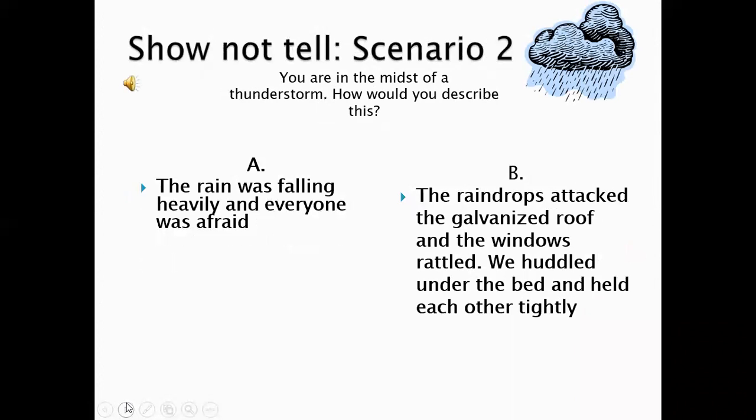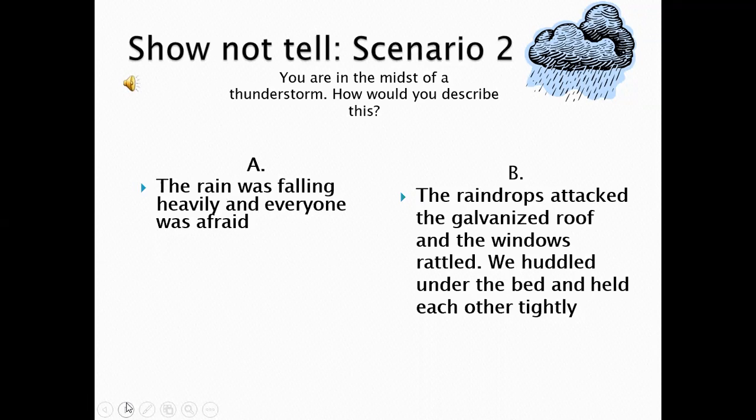Next, scenario 2: you are in the midst of a thunderstorm. Midst means in between, about to face. How would you describe this? Option A, the rain was falling heavily and everyone was afraid. Option B, the raindrops attacked the galvanized roof and the windows rattled. We huddled under the bed and held each other tightly. What do you think? Which one is a good option?